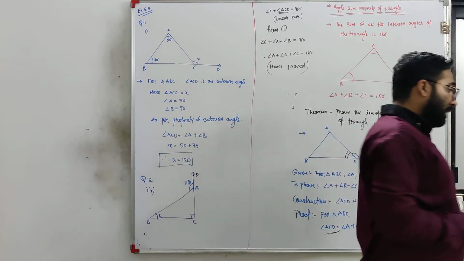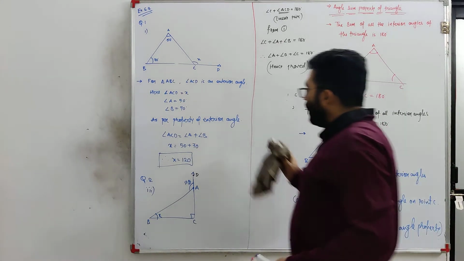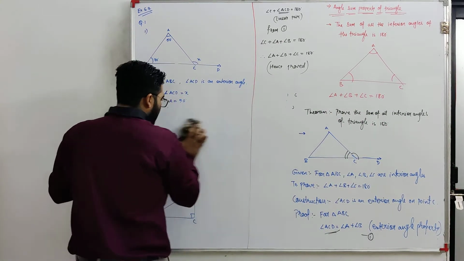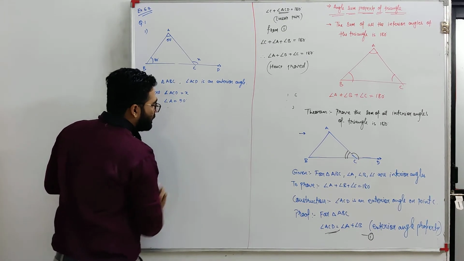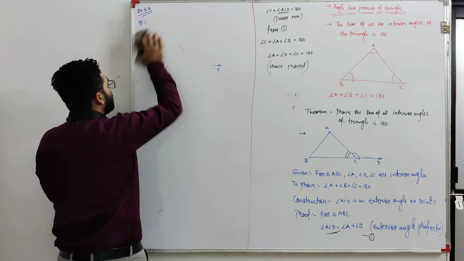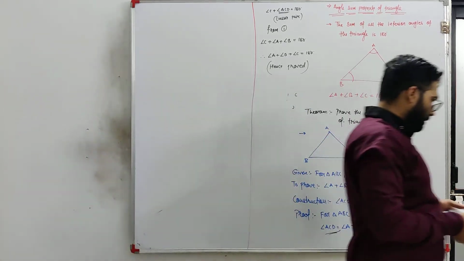This is the second theorem, or we can say the proof of the property of a triangle. That is a new property. Now, on the basis of this property, I am going to solve some questions of exercise 6.3, and let me see how to solve this question.